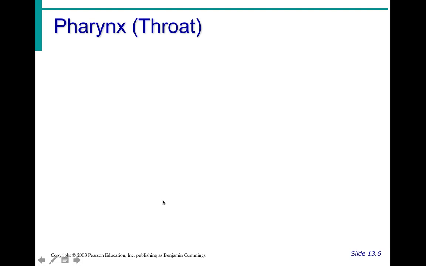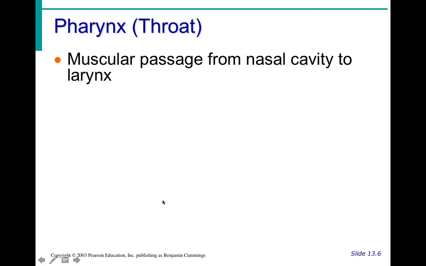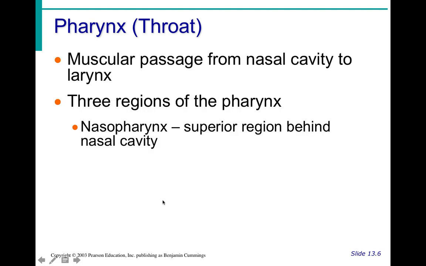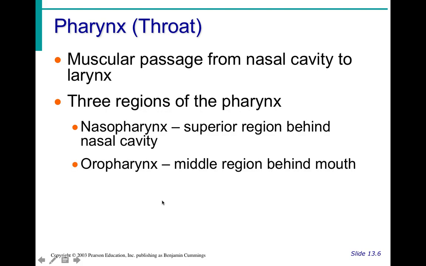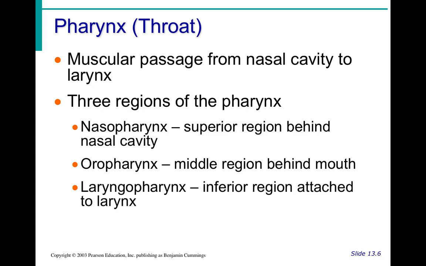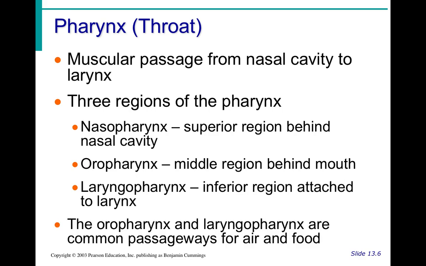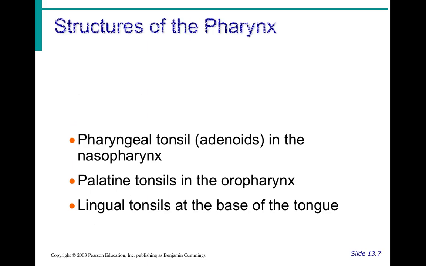Okay, so the pharynx, or your throat, is the passage from the nasal cavity to the larynx. You have your nasopharynx, which I talked about on the diagram, which is the superior part behind the nasal cavity. You have the oropharynx, which is in the middle behind the mouth, and then the laryngopharynx, which is by the larynx. The oropharynx and the laryngopharynx are both areas where there is both air and food passing. It is after the laryngopharynx that you have the epiglottis that covers the trachea when you swallow.